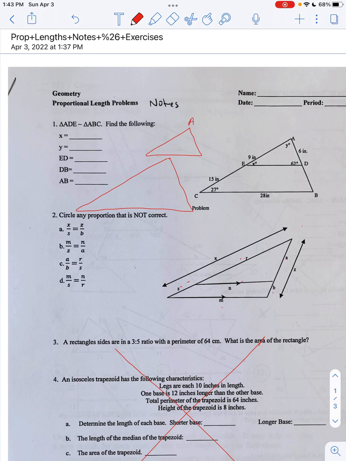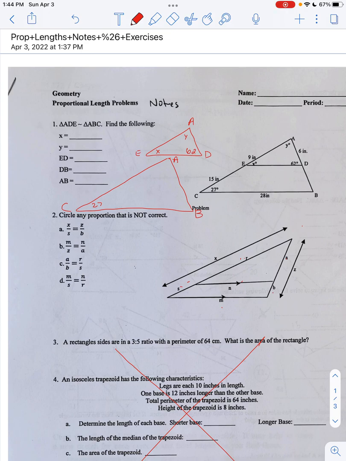So this is A, E, D. This is also A, and then C, B. So we know 27 degrees is angle C. We don't know angle B. Angle A just says is Y. Angle E is X. And angle D is 62.